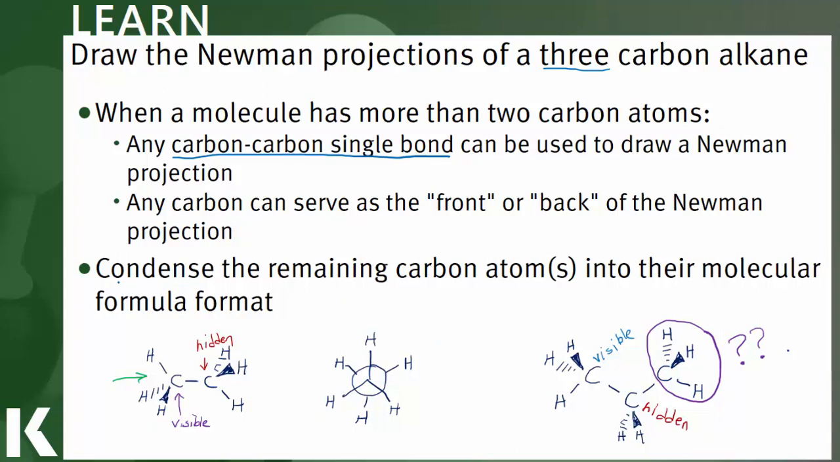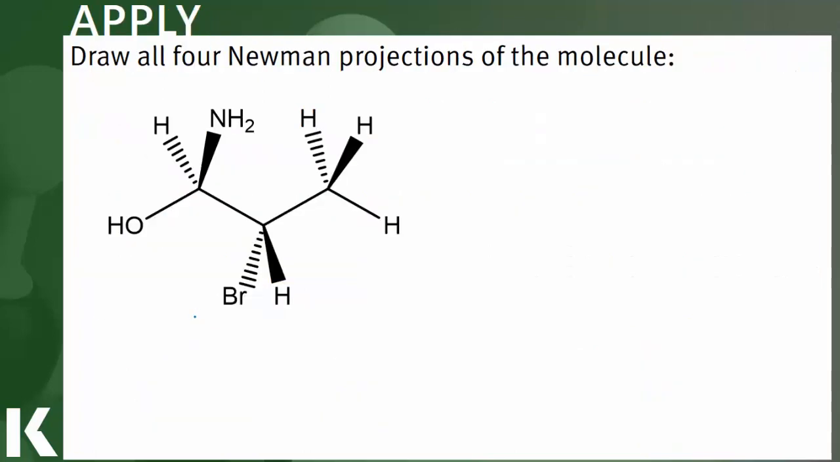We're going to draw the 2 carbons that we're looking down as normal, and then we're going to take the third carbon or any remaining carbons and anything else that's attached to that extra group, and we're just going to condense it down into the molecular formula for that group. But let's see an example to prove it.